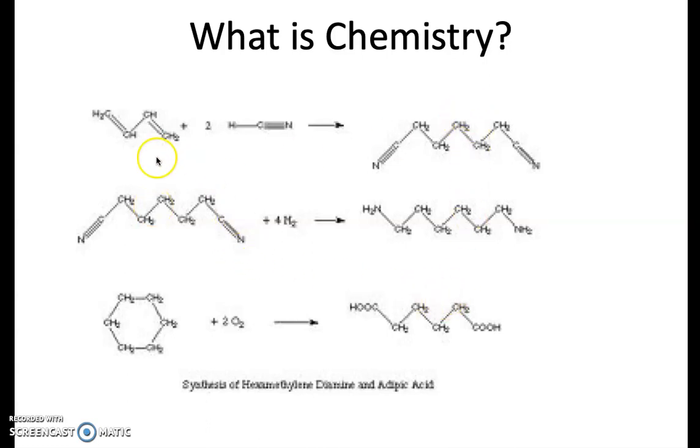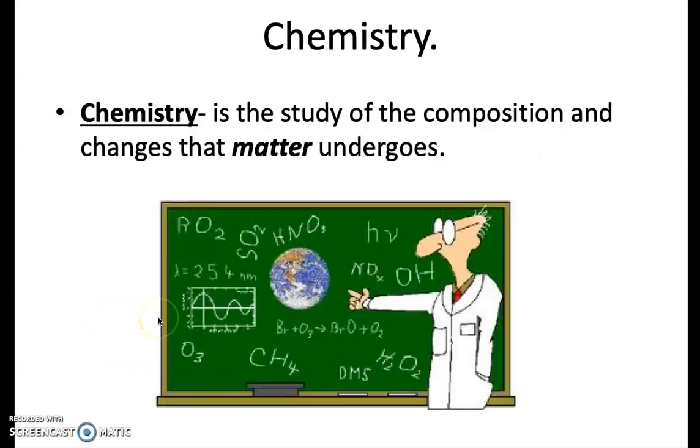So what happens is you have compounds here that are going under some kind of change on the right side to form a new product. So for example, let's look at the last one here. It's a circle. On the right side of the arrow, it's no longer a circle. There is some kind of change that occurred. And chemistry studies the changes that these elements and or compounds undergo. Okay? So chemistry is a study of the composition and the changes that matter undergoes.